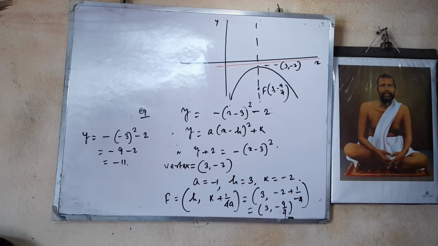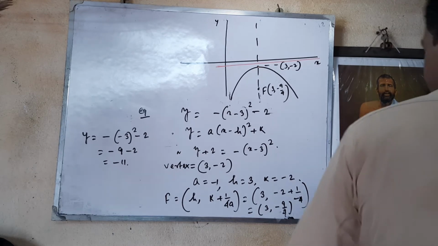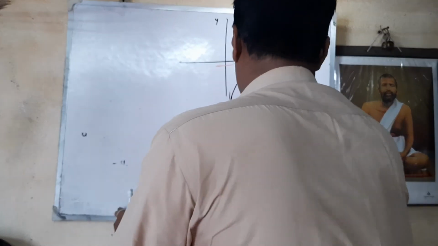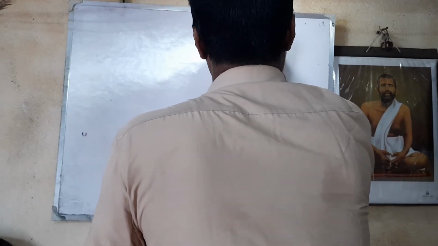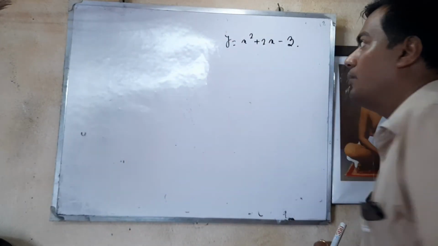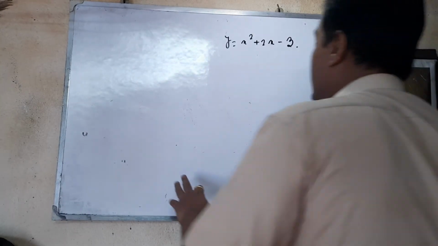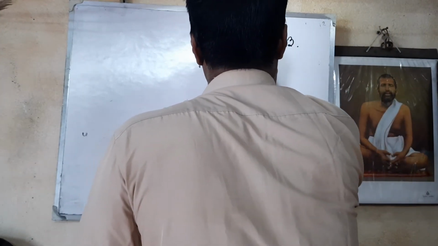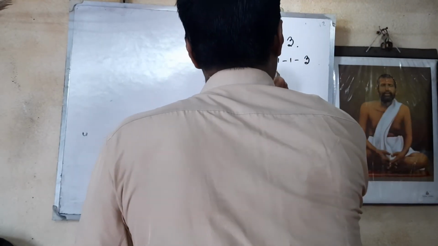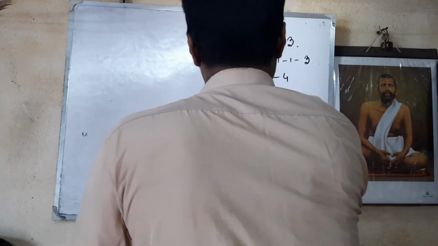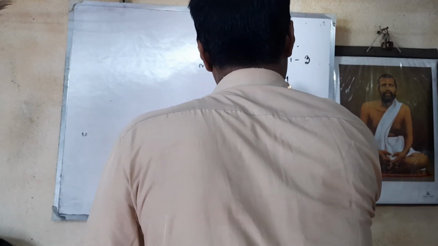Similarly, let us draw another type of parabola equation. Say I have been asked to plot this graph, y equals x square plus 2x minus 3. That is, we can write it in the form y equals x square plus 2x plus 1 minus 4, that is x plus 1 whole square minus 4, or y plus 4 equals x plus 1 whole square.